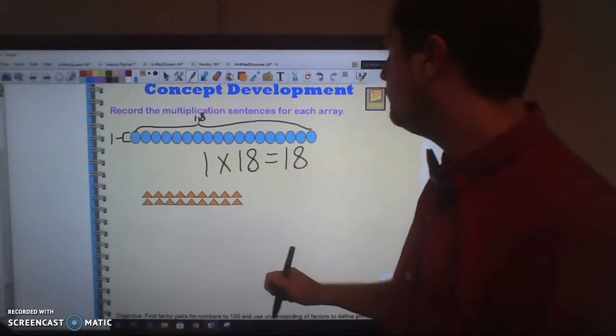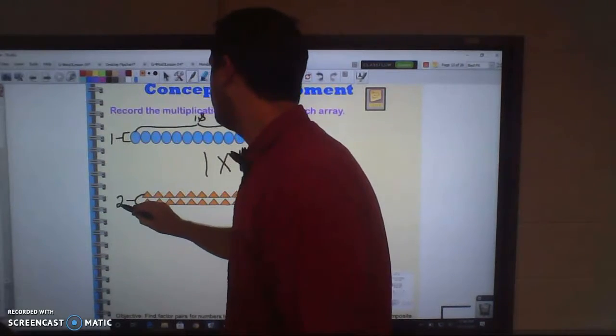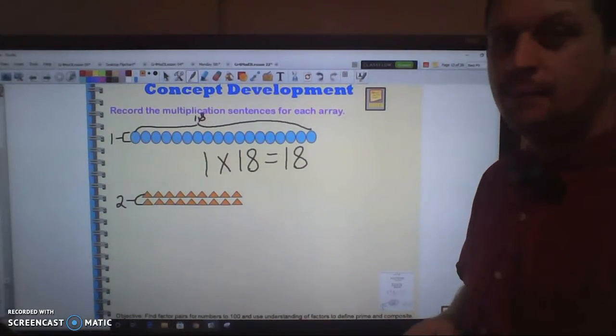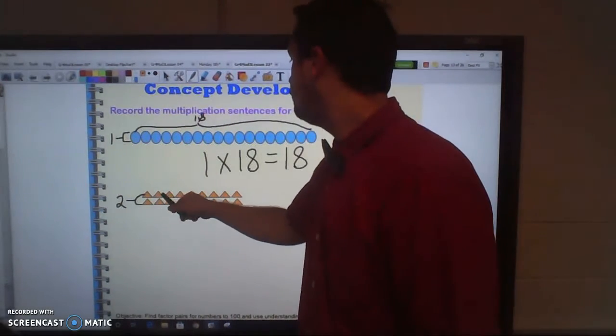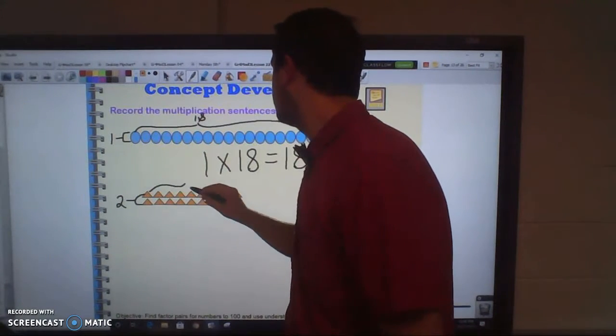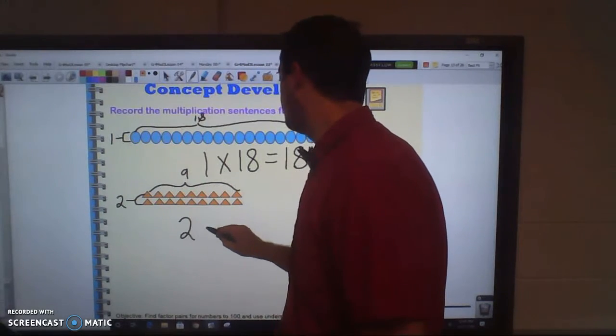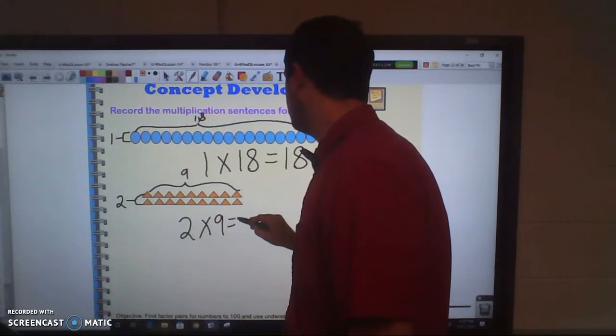Now let's look at this one. So this time we have 2 rows. Let's see how many columns we have. 1, 2, 3, 4, 5, 6, 7, 8, 9. So another multiplication sentence would be 2 times 9, which equals 18.